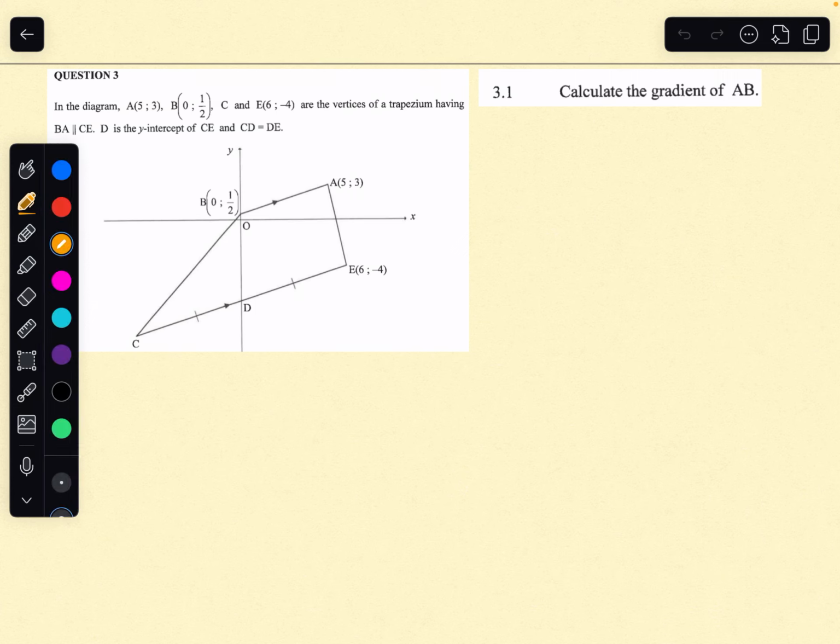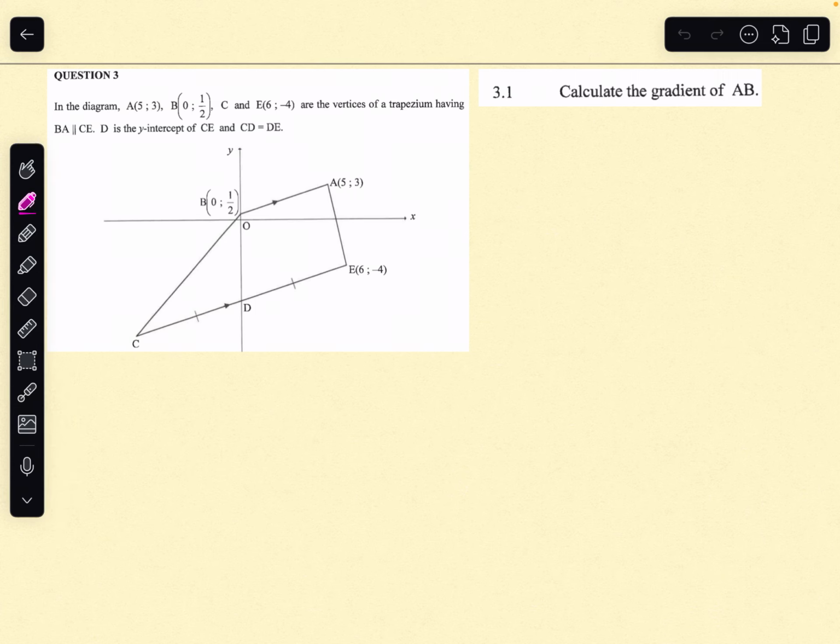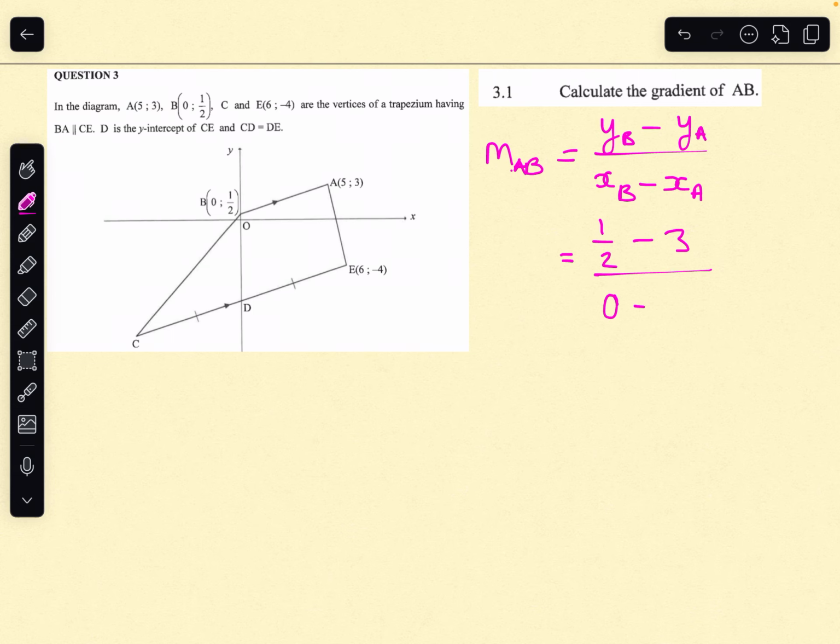So gradient, let's see. To calculate the gradient of a line, we use the formula: first write it out. So the y-coordinate of B or the y-coordinate of A, it doesn't matter which order you do it in as long as you keep the same order at the bottom. So the difference between the y-coordinates divided by the difference between the x-coordinates. Okay, so in this case we have a half minus 3 divided by 0 minus 5.